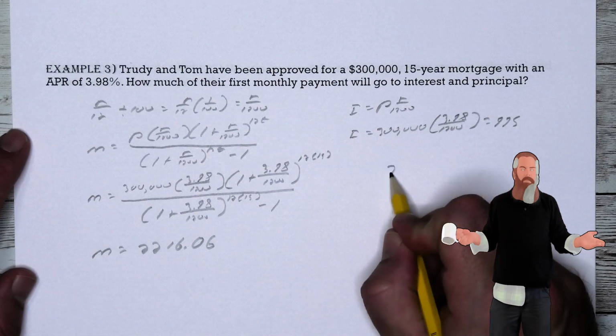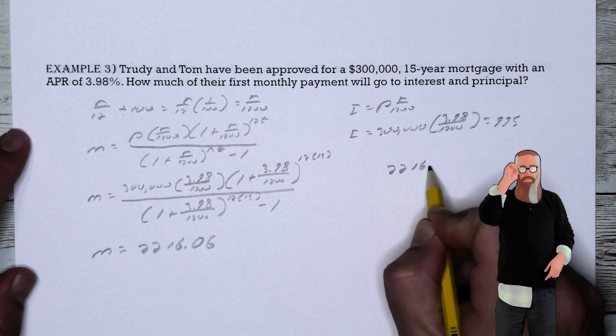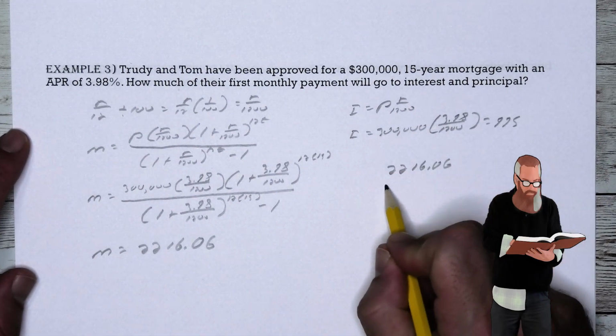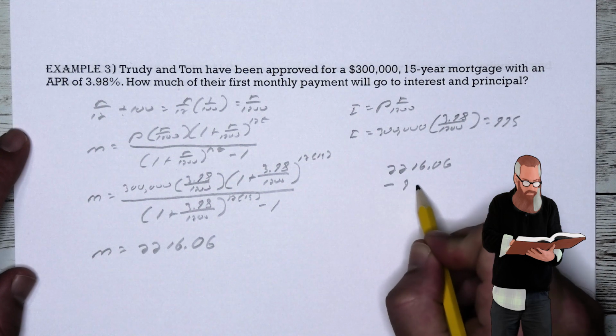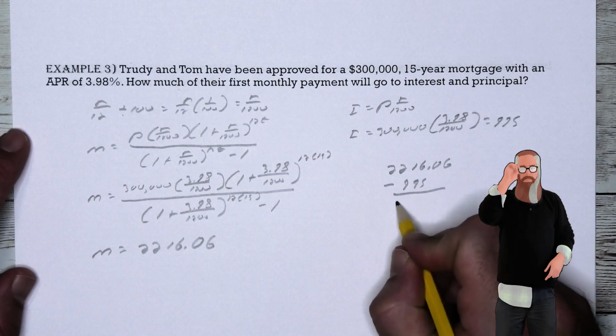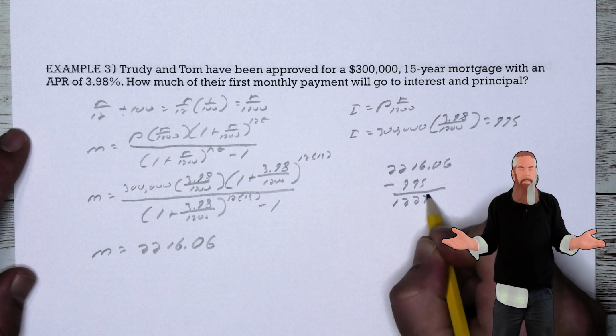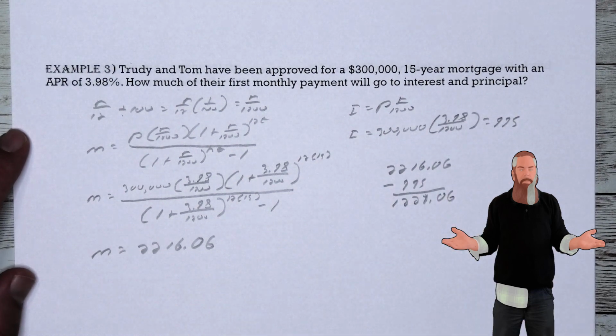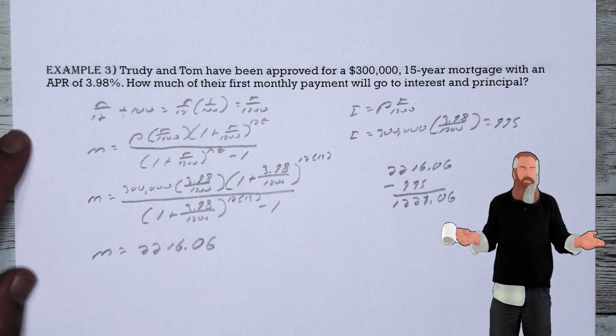If we know that they have a payment of $2,216.06 and we subtract the interest amount of $995, we get $1,221.06, which is paid towards the principal.